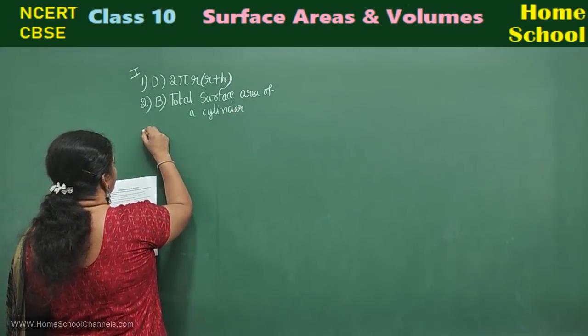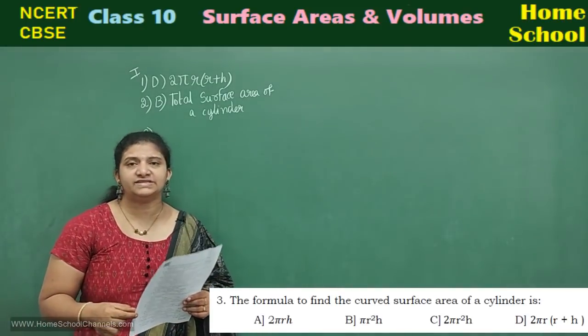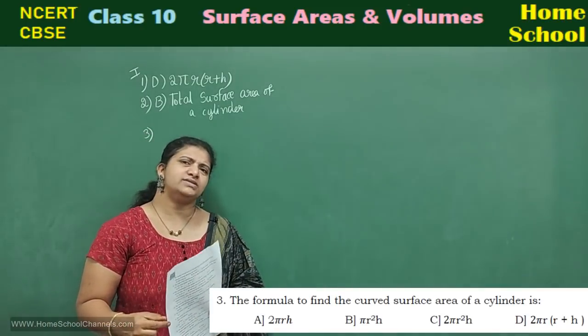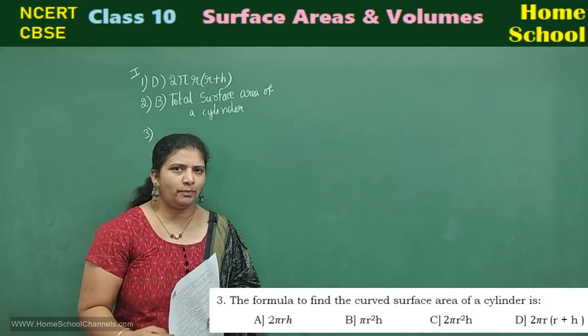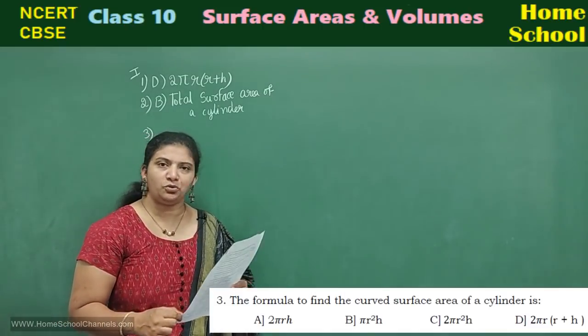Next, coming to your third question. The formula to find the curved surface area of a cylinder. What is CSA of a cylinder? 2 pi RH. See which option it is? Option A, 2 pi RH.